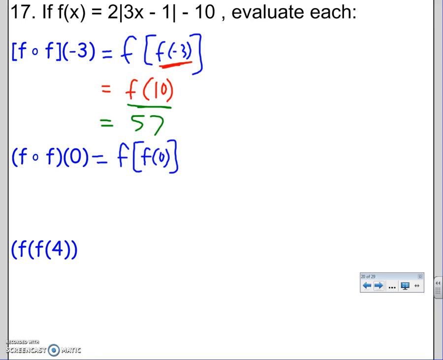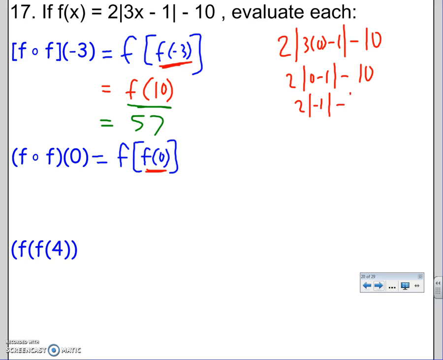So here, we're going to figure out this part first, f of 0. I'm plugging 0 for x in equation f. 2 times the absolute value of 3 times 0 minus 1, minus 10. Work on the inside, 0 minus 1. Still work on the inside, that's -1. It comes out positive. Now I can finally multiply 2 times 1, minus 10, that is -8. So this turns into f of -8.